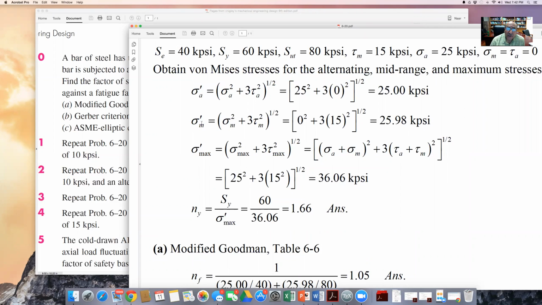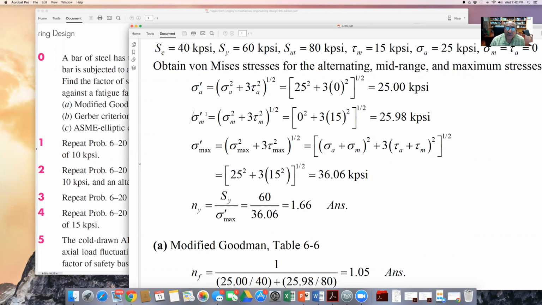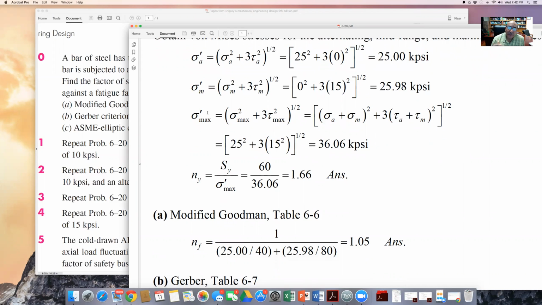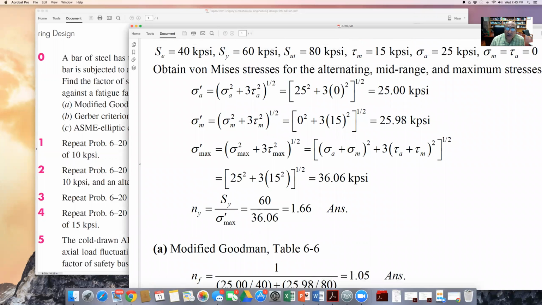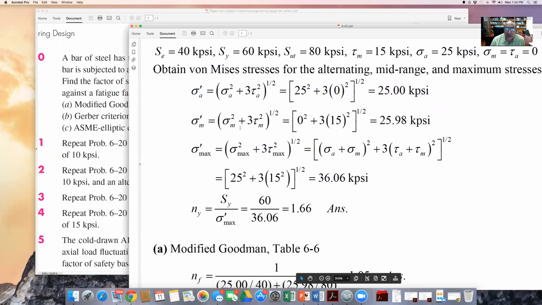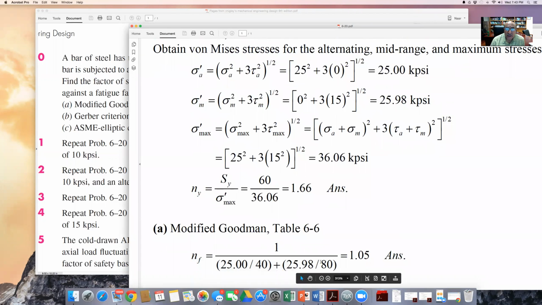Now, because we have the alternating and we have the mean, we can combine them together and use modified Goodman. And modified Goodman, as we know, is the alternating divided by the endurance plus the mean divided by the ultimate, and that should be equal to 1 over n. So if you solve for n, you will get 1.05 from this solution. So this is the alternating divided by the endurance. The endurance for this problem is given to us at 40, so we know that the endurance limit is 40, and then the ultimate is 80. Note that because it's a ductile steel, the endurance limit is half of the ultimate strength of the material, as we learned in class.